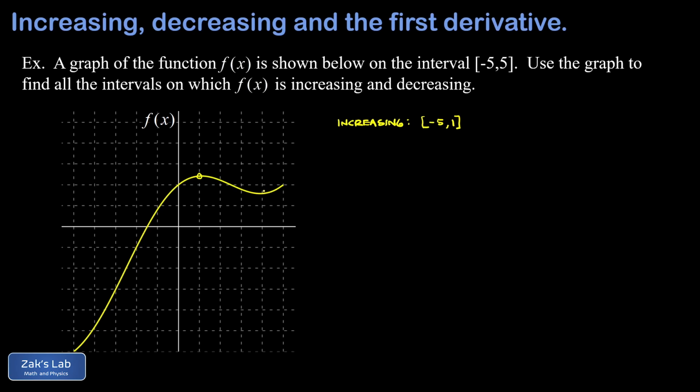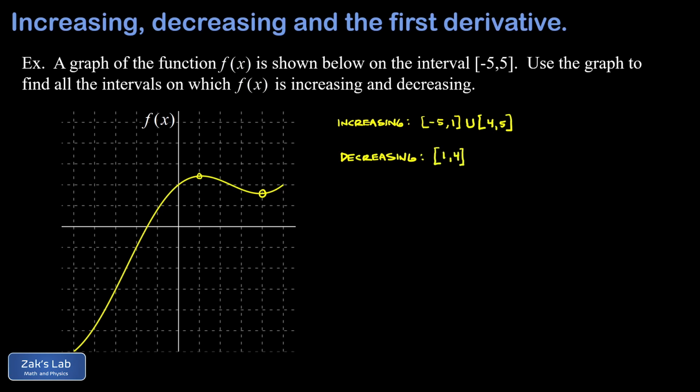But then it shifts back up to increasing again toward the end of this interval. So it's going to shift back to increasing from 4 to 5. So we're going to say it's increasing on -5 to 1, together with, so we use a union symbol for that, together with the interval 4 to 5. Now the function is decreasing, in other words, going down as we go to the right, on the interval 1 to 4.